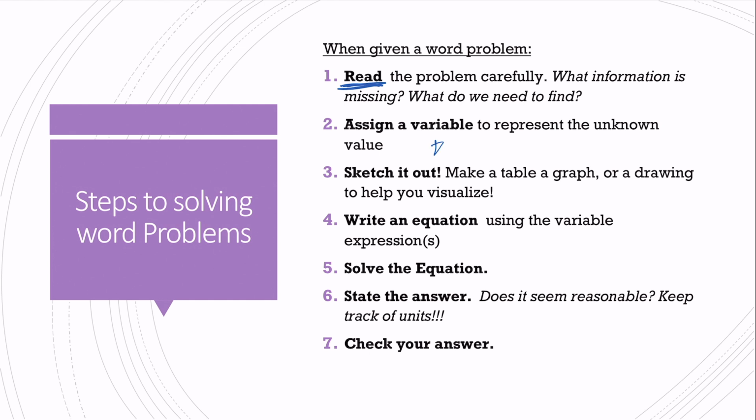Again, I do avoid using S and T because S looks like a 5 and T looks like a plus sign. So I personally avoid those two variables as much as I can. Then sketch it out, right? If you need to make a table, if it's a perimeter problem or an area problem, draw a picture, anything to help you visualize. Write out your equations, solve those equations, and state your answer.